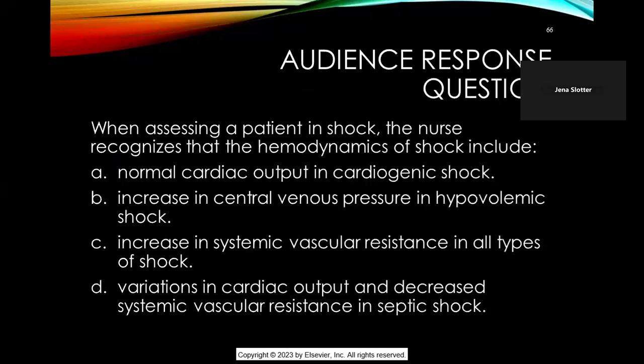So here is a question. When assessing a patient in shock, you recognize hemodynamics of shock include. So look at these. Are you going to have normal cardiac output in cardiogenic shock? Are you going to have increased CVP in hypovolemic shock? Are you going to have increased systemic vascular resistance in all the shocks? Or are you going to have variations in cardiac output and decreased systemic vascular resistance in septic shock?